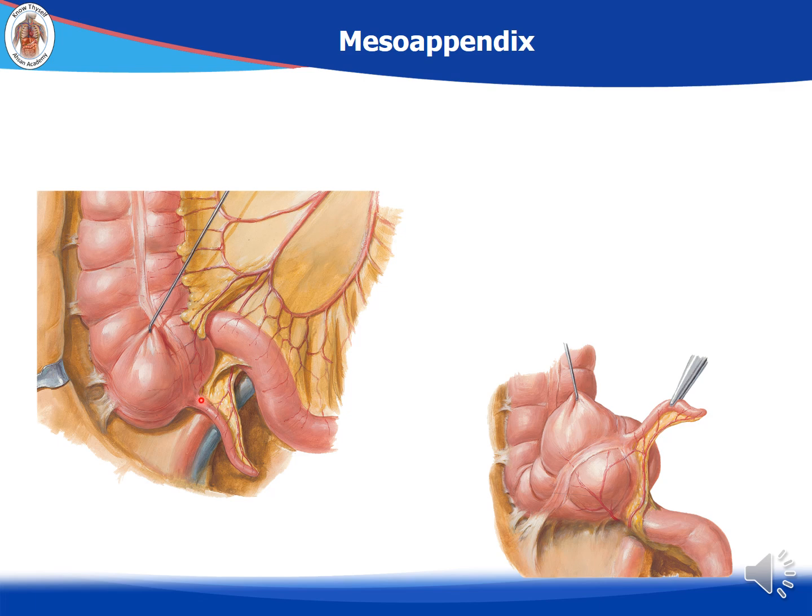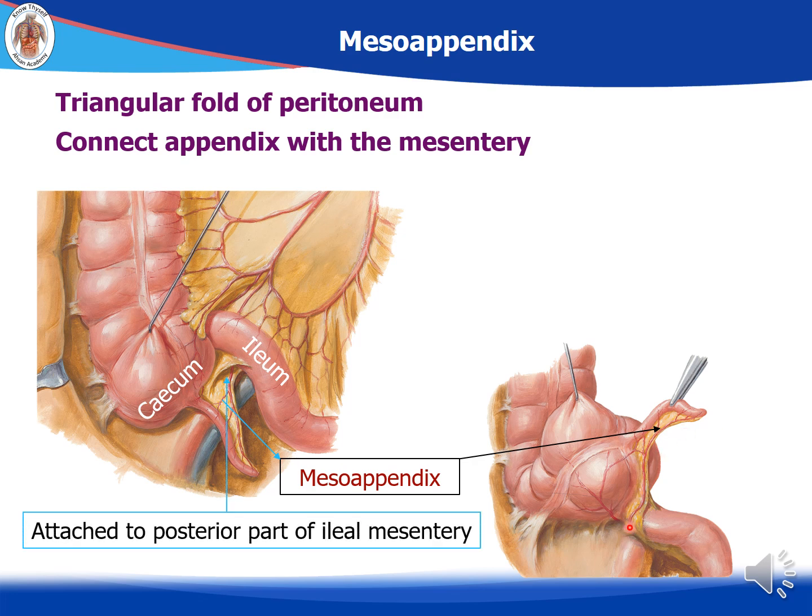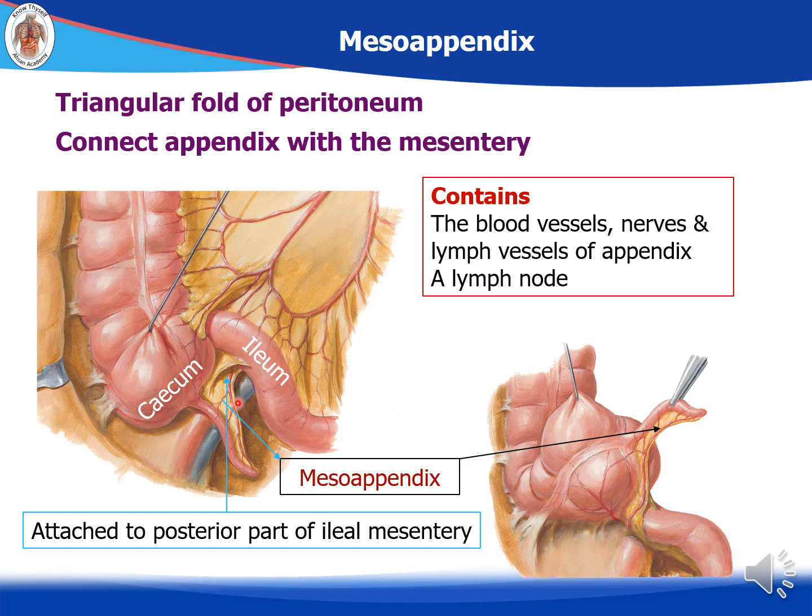Mesoappendix. This is the vermiform appendix having a triangular fold, you can see, and it is the cecum. This is the ileum. Ileum has mesentery. That side is the posterior surface, a deeper surface of the mesentery of the ileum, and this is the terminal part of the ileum. So this mesoappendix goes back and remains attached to the posterior part of the ileal mesentery, the terminal part of the ileum, this one. So this can be easily identified and can be traced for its attachment.